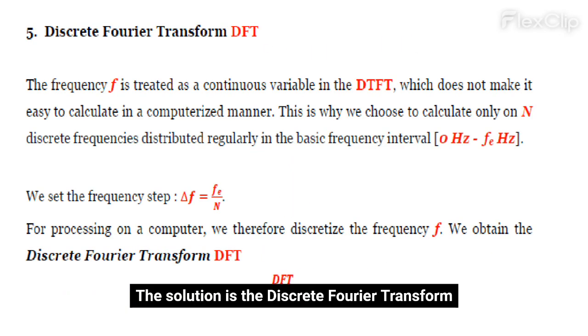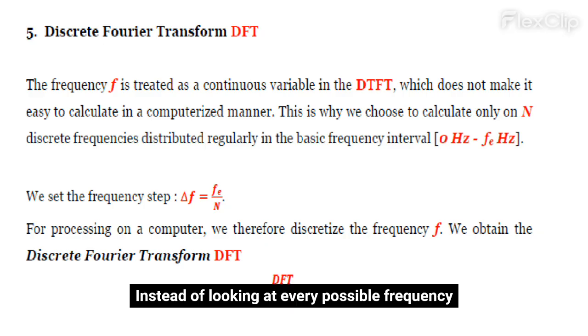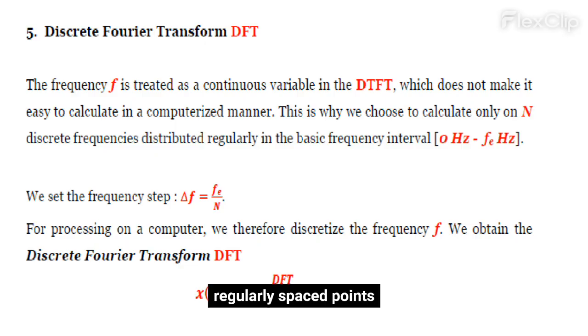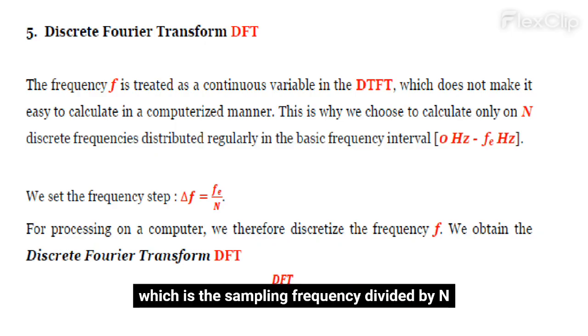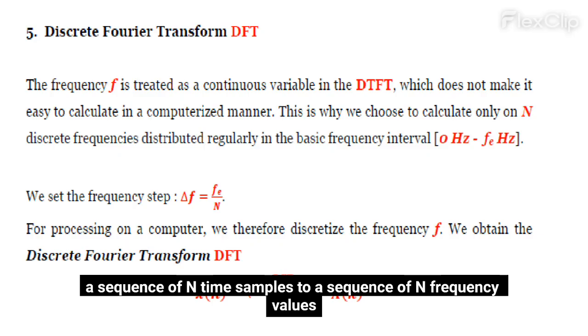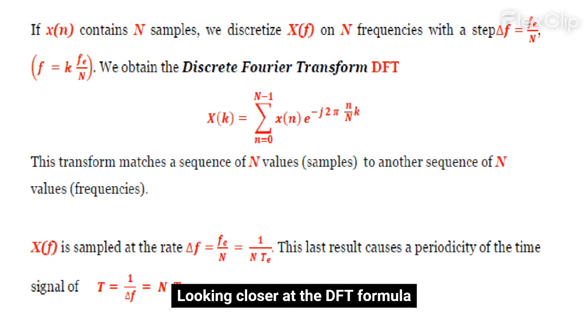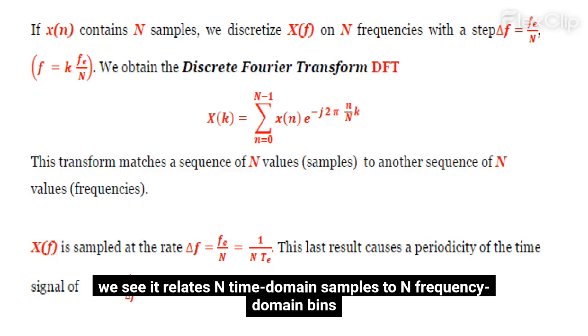The solution is the discrete Fourier transform, or DFT. Instead of looking at every possible frequency, we only calculate the spectrum at N specific regularly spaced points. We define a frequency step, delta f, which is the sampling frequency divided by N. This makes the math computer-friendly by mapping a sequence of N time samples to a sequence of N frequency values. Looking closer at the DFT formula, we see it relates N time domain samples to N frequency domain bins.